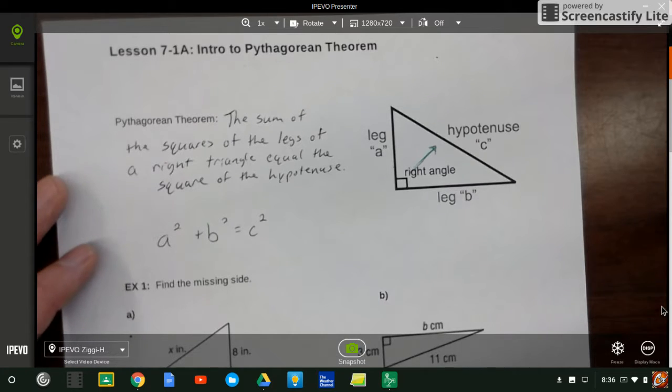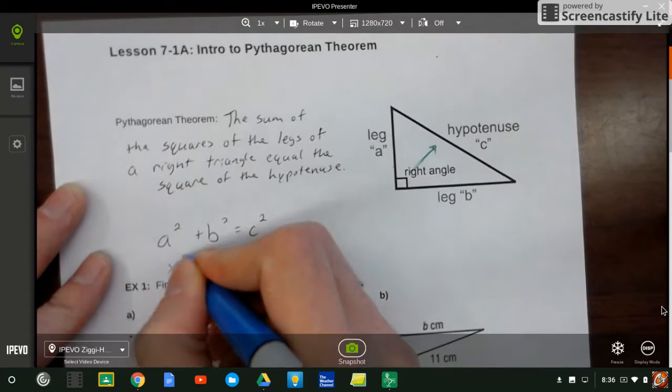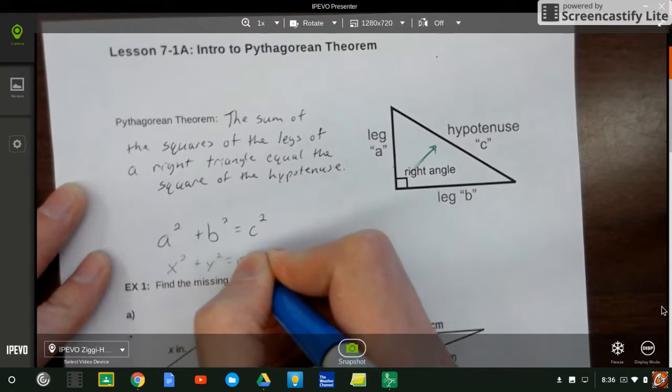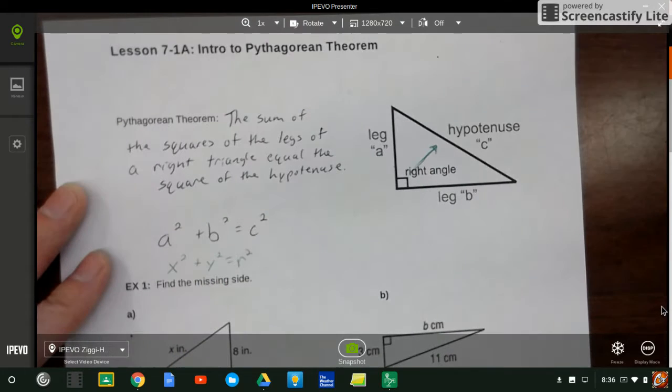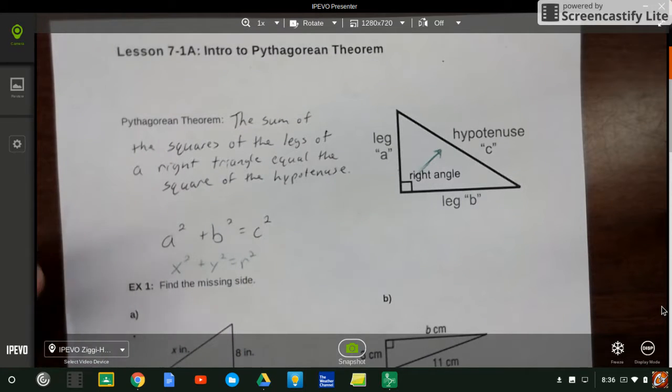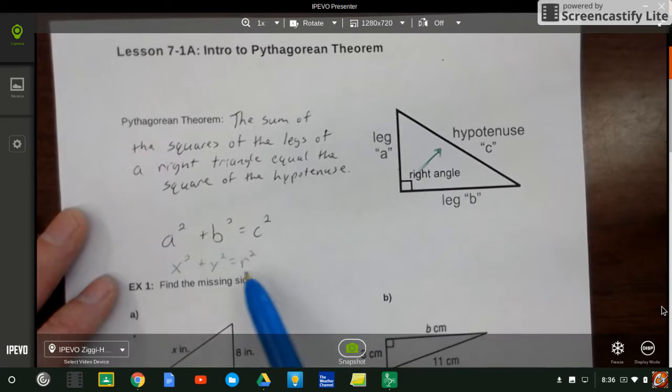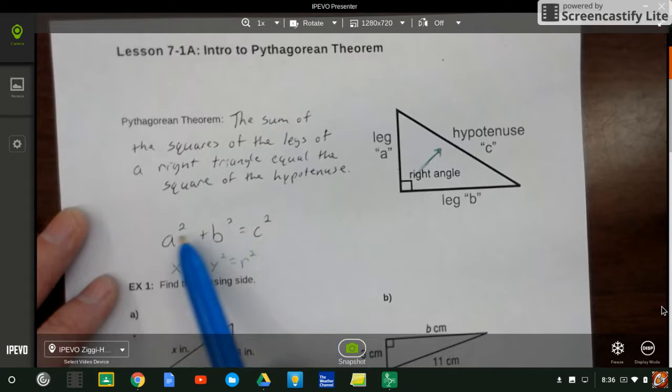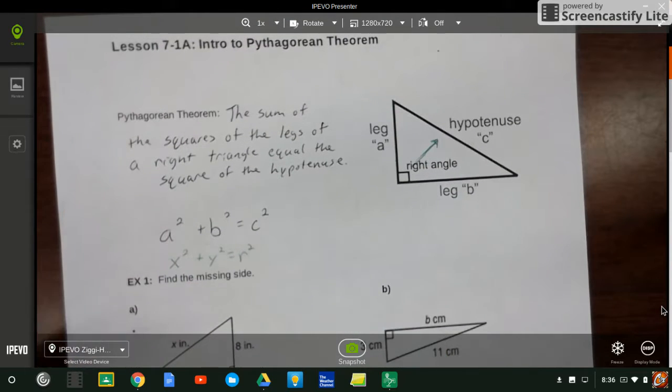In fact, later in the year, we'll actually look at this formula, which is the same thing with different letters. But because we're using x, y, and r, it represents something different. So when someone asks you, hey, what's the Pythagorean theorem? And you reply a squared plus b squared equals c squared, make sure you explain to them what A, B, and C are.